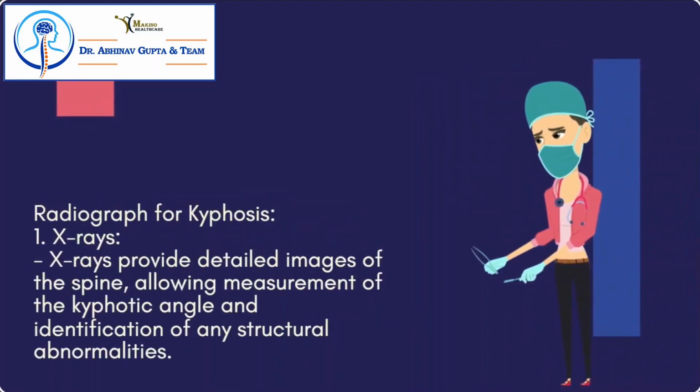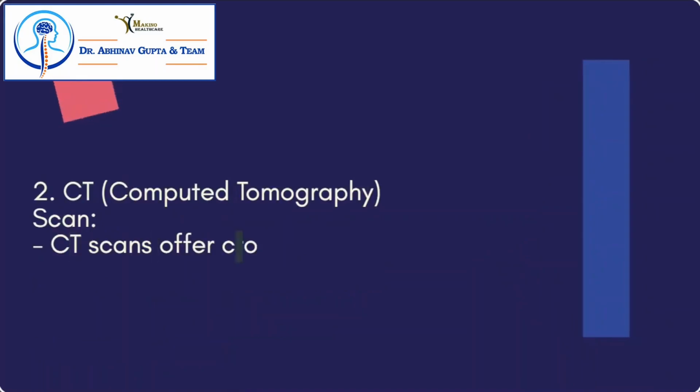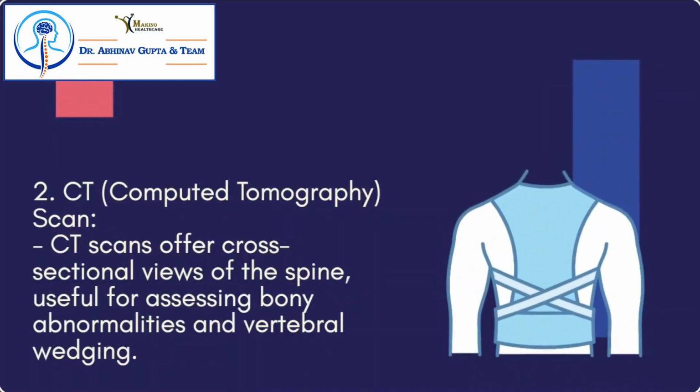Radiograph for kyphosis. 1. X-rays. X-rays provide detailed images of the spine, allowing measurement of the kyphotic angle and identification of any structural abnormalities. 2. CT, computed tomography, scan. CT scans offer cross-sectional views of the spine, useful for assessing bony abnormalities and vertebral wedging.